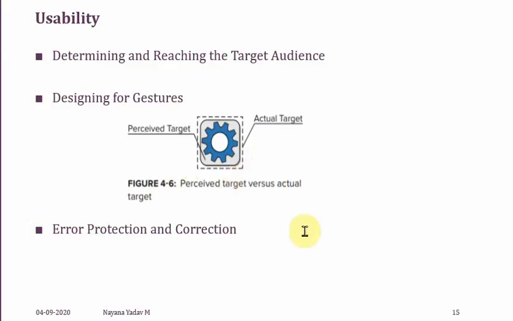Then under error protection and correction, what you're going to say is that protecting the user input, or user data, should be of utmost importance. And in the correction, you can have features like an undo operation. So if you have deleted something unknowingly, you will get that data back.